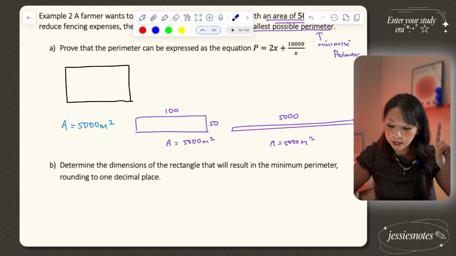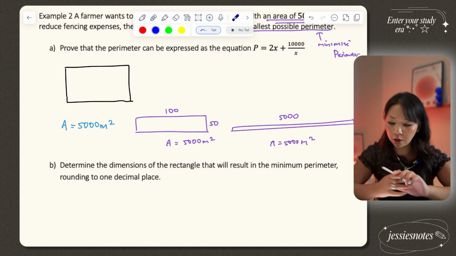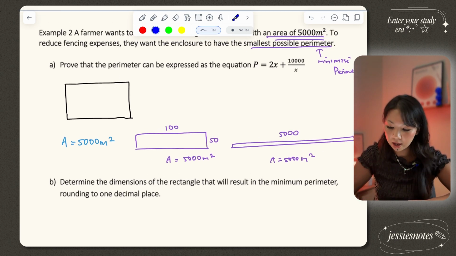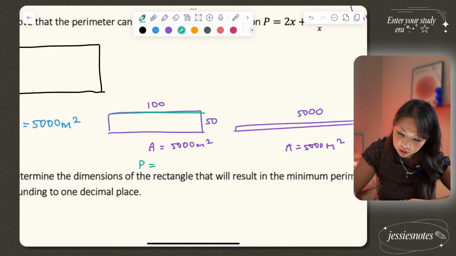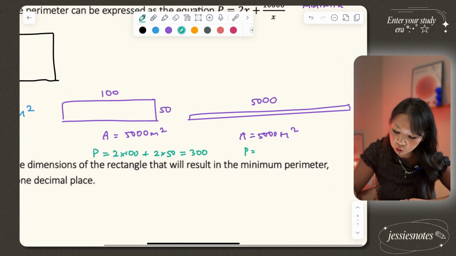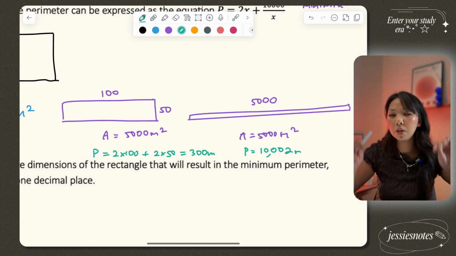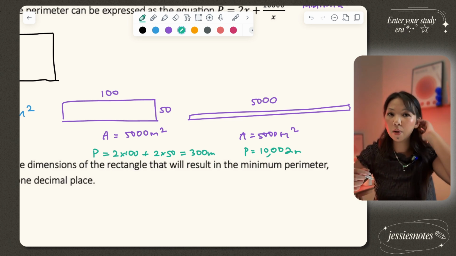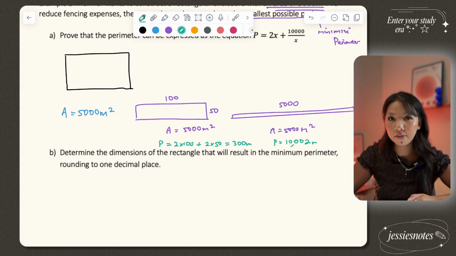There are so many different ways, but what we're trying to figure out is how this rectangle should be drawn, or what the dimensions of the rectangle are, such that it has the smallest possible perimeter. Because if I were to add up the perimeters of each of these, the perimeter of this one is going to be 2 lots of 100 plus 2 lots of 50, which is 300. But the perimeter of this one here, this one's crazy, is going to be 2 lots of 5,000, which is 10,000, plus 2 lots of 1, so 10,002. So you can see that just because you have the same area, it doesn't mean you have the same perimeter. But our job is to figure out what is the smallest perimeter that you can actually choose if we have that fixed area of 5,000 meters squared.